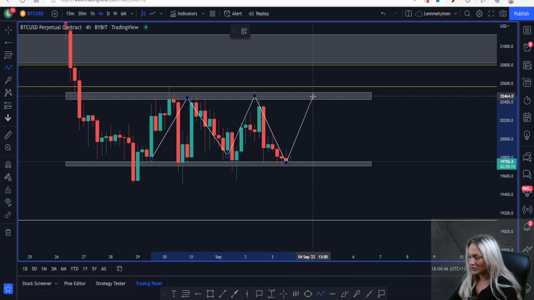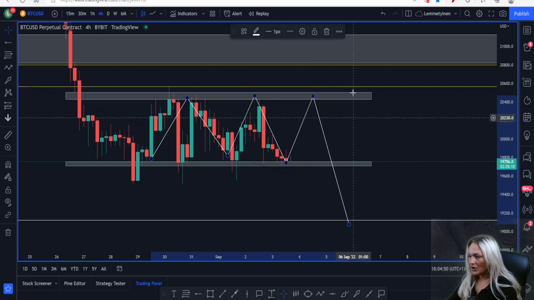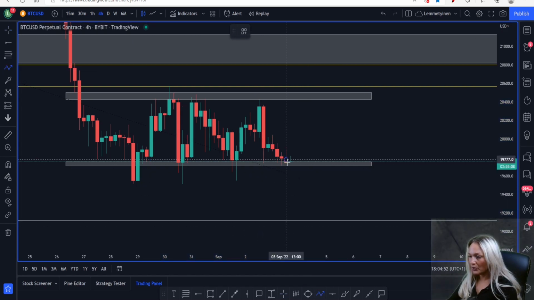the resistance one more time, for then see the market have the power to have the next big drop, or we'll see the market break the support and have the retest and then the continuation.